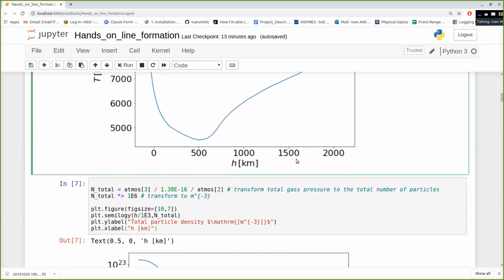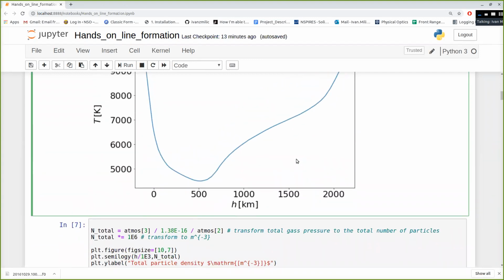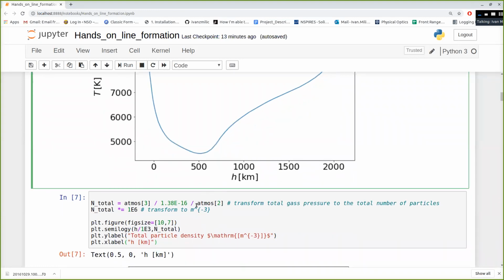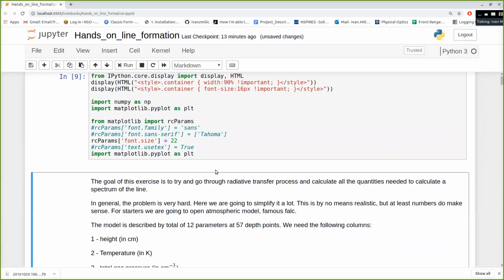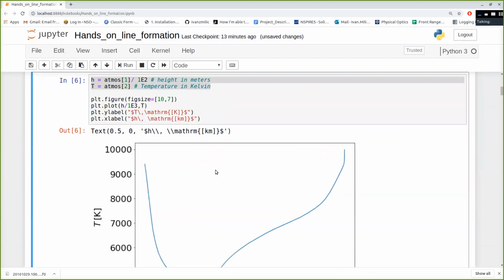Okay, so now the next step: I have the total gas pressure, which corresponds to the total number of particles. As long as the gas is ideal, meaning that it's not degenerate, the total gas pressure is equal to the total number density of particles times k, where k is the Boltzmann constant, times the temperature, right? So let's start executing these. I'm going to execute this import, and I'm going to execute this.